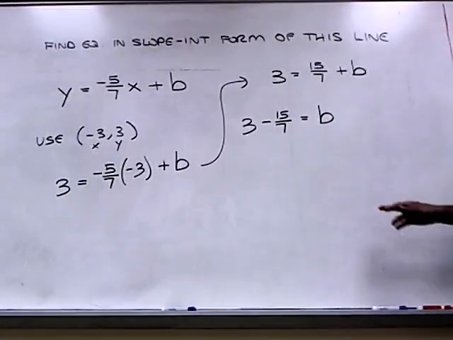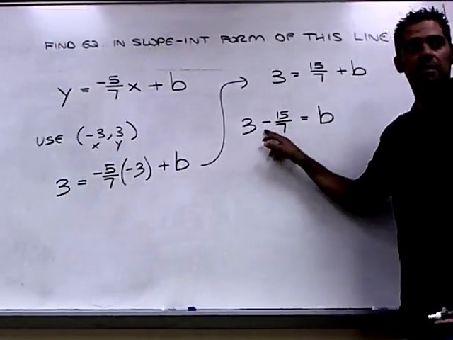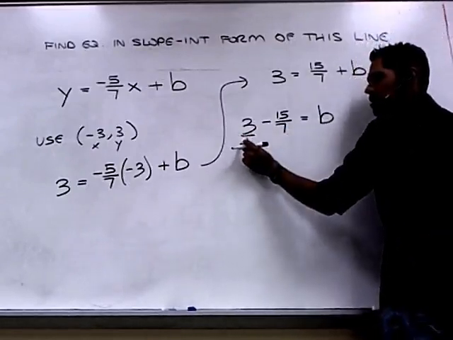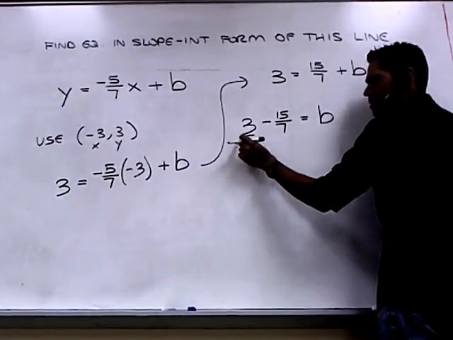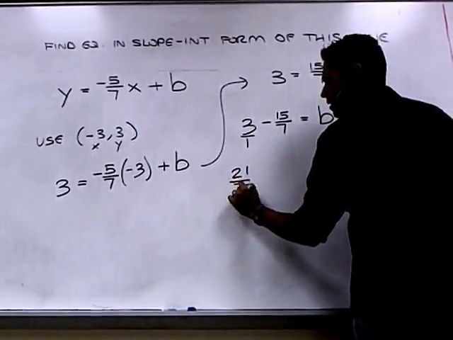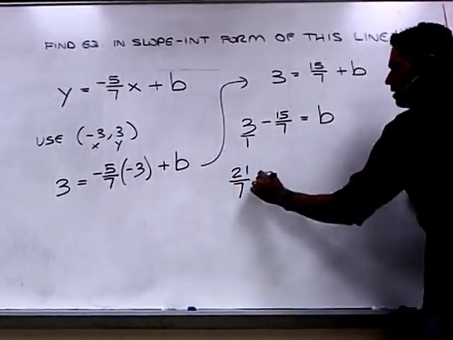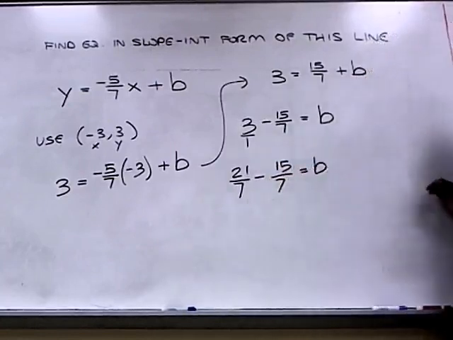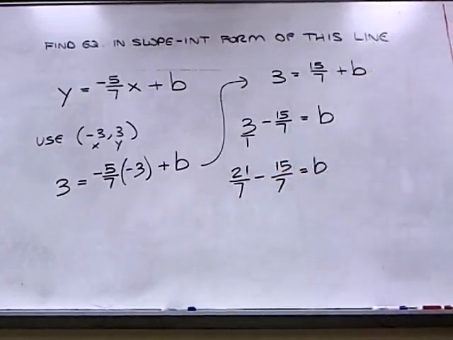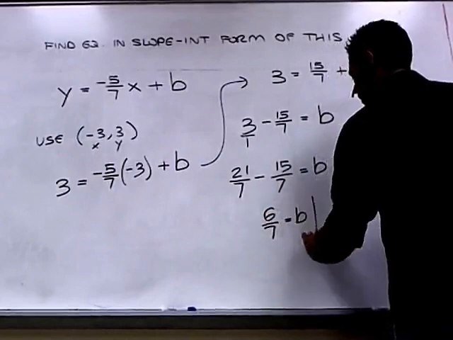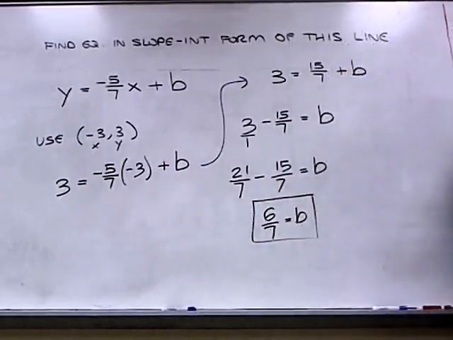In order to add or subtract two fractions, we must have the same denominator. So I rewrite 3 as 3/1. And then I need to turn that denominator into a what? 7. So I multiply top and bottom by 7. That's the same as 21/7, isn't it? And then minus 15/7 equals b. So we get 6/7. That's your b. And now we put it all together.